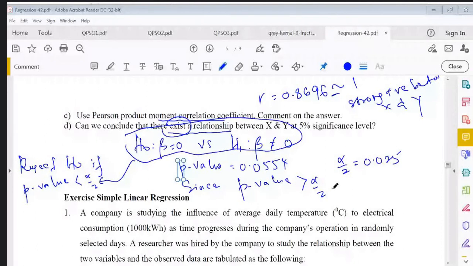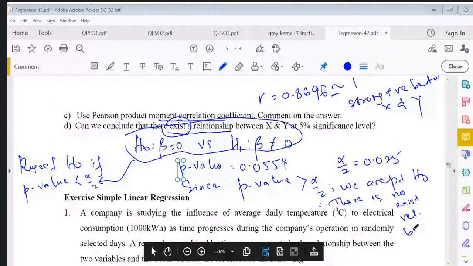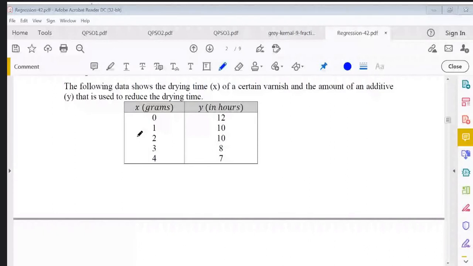Okay, try this question. Cuba buat soalan ni. Saya beri masa, I just give you about 15 minutes, try dalam masa 15 minit. Try the example.